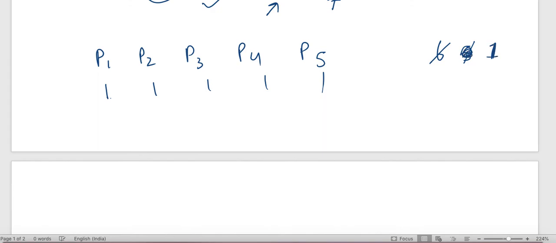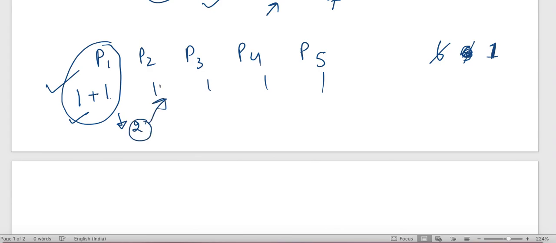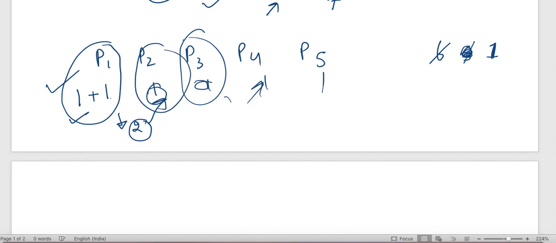Any one of the processes can be given 1. Whenever it gets 1, it will be executed successfully, and when it's executed successfully, it will release all the resources. It will release 2. Then you can give 1 here, 1 here. Again it will become free. It can give 1 here, 1 here. That is why the condition holds, so it becomes a deadlock free operation.